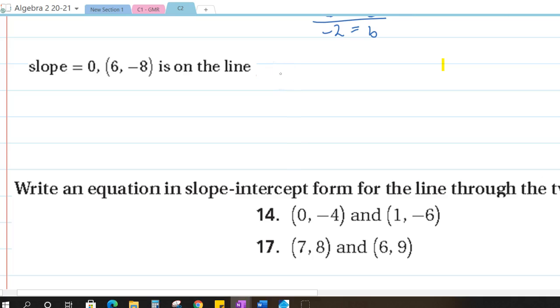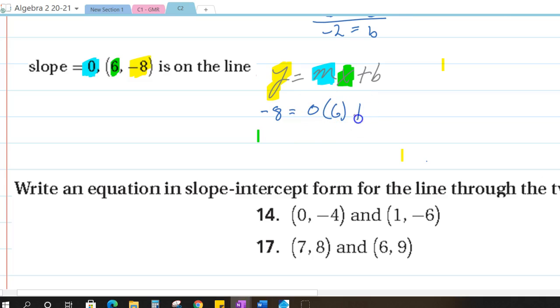Here's another one, same basic steps. Remember, y equals mx plus b. My y is negative 8. My m is 0. My x is 6. I just fill it in. Negative 8 equals 0 times 6 plus b. 0 times 6 is 0. b equals negative 8. Now I know what my slope and my y-intercept is.